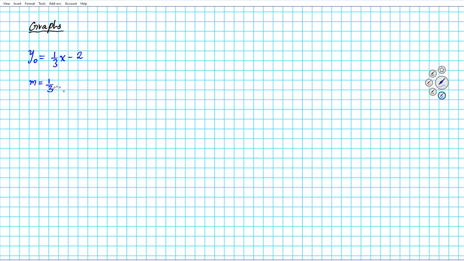Okay, these are going to be your directions or your movements. You're going to move 1 unit up, that's your rise, and run 3 units. You're going to start or begin at the y-intercept, -2, which is (0, -2). So let's go ahead and graph that line.